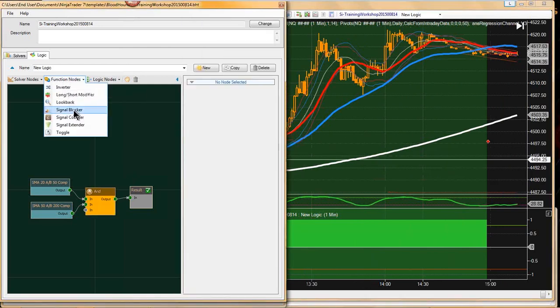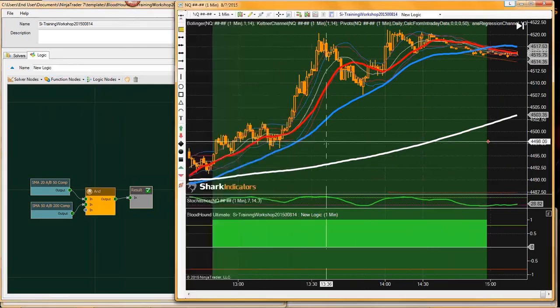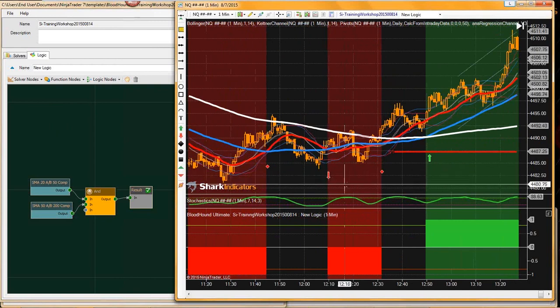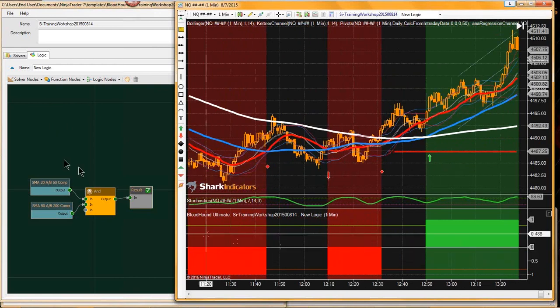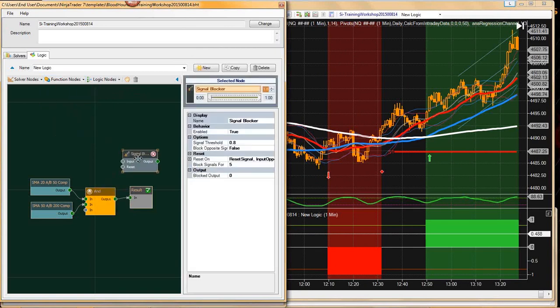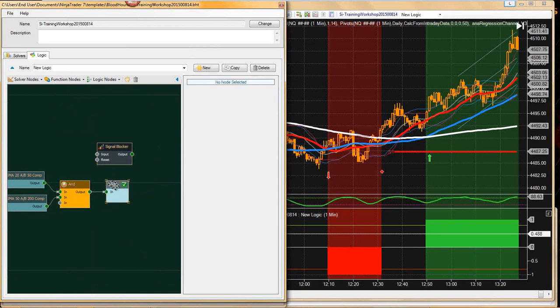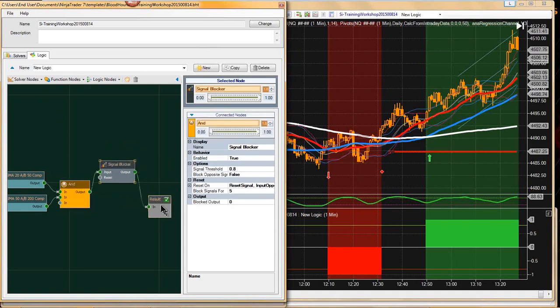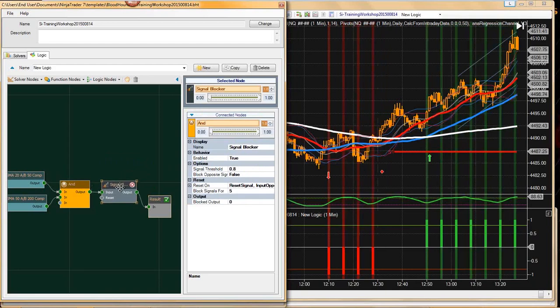All right, so the easiest way to identify the first bar, which is our entry, the first bar of all these continuous signals, is what the signal blocker is built for. This is the prime purpose of the signal blockers, to do stuff like that. So let's plug that in there.